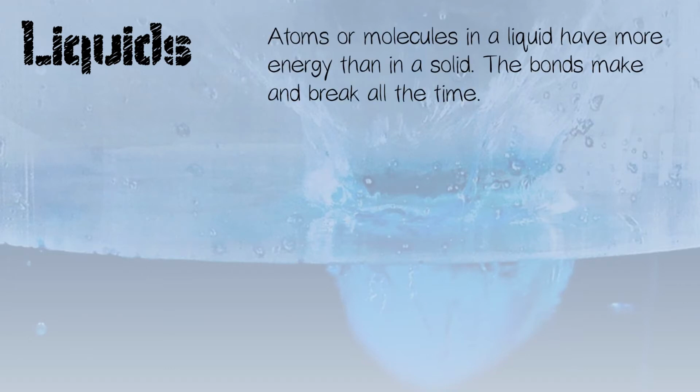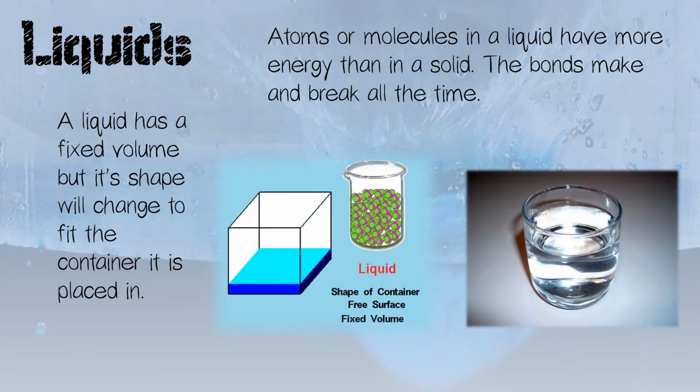The next state of matter is liquids. Atoms or molecules in a liquid have slightly more energy than those in a solid, so although they are still connected together, the bonds between them will form and break all of the time, and the atoms will move around each other. So, while a liquid has a fixed volume, its shape will change to fit the container that it is kept in. In the diagram, you can see that the liquid fills the bottom of the larger cube. It changes to fit the shape of its container.